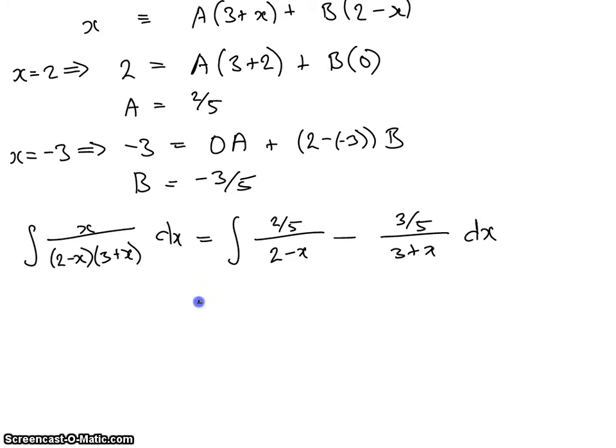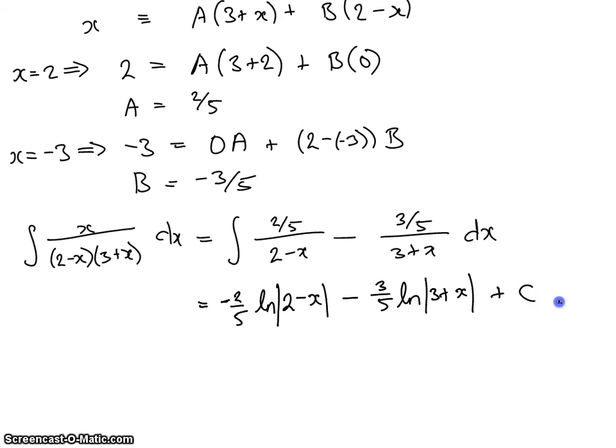So it's very easy for us to integrate these. How? Well, this is the same thing as 2/5 times the natural logarithm of 2 minus x when I integrate it. And then of course, because I have a minus sign in front of the x, I need to get rid of it somehow, so I bring the minus sign out the front again. Minus, and again, 3 over 5, the natural log of 3 plus x. And of course, as with any integration, I need my constant of integration at the end.